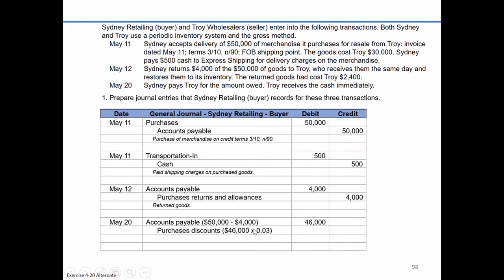On the other hand, we have a discount because if you recall, we paid within the 10-day discount period. Originally invoiced on the 11th, paid on the 20th. It's a 3% discount, so we take $46,000 times 3% or 0.03, which gives us $1,380.